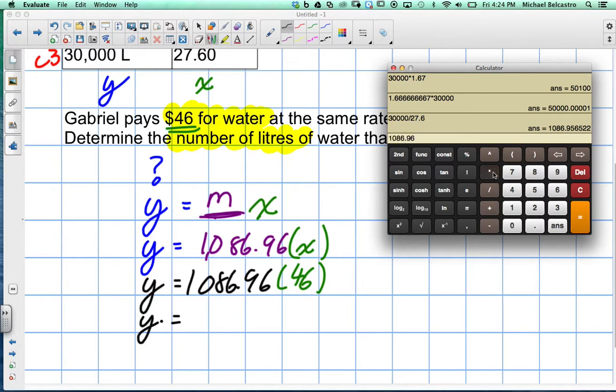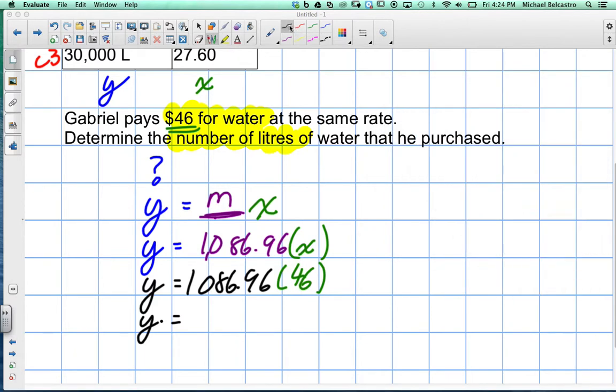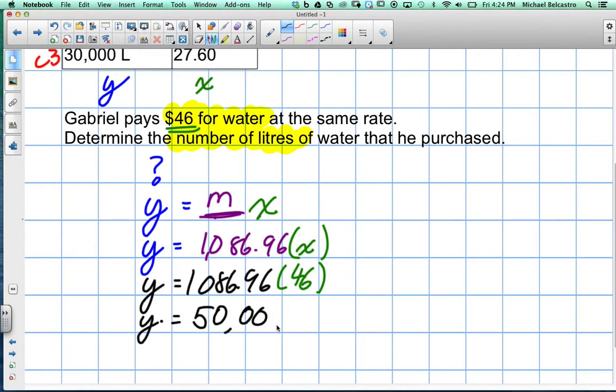1,086.96 times 46. And we get 50,000.61. If we were rounding this whole number, it would be 50,000. And you notice that 0.16, or I think I said 6.1, that 0.16 is due to our rounding. The true number is 50,000 in this case.